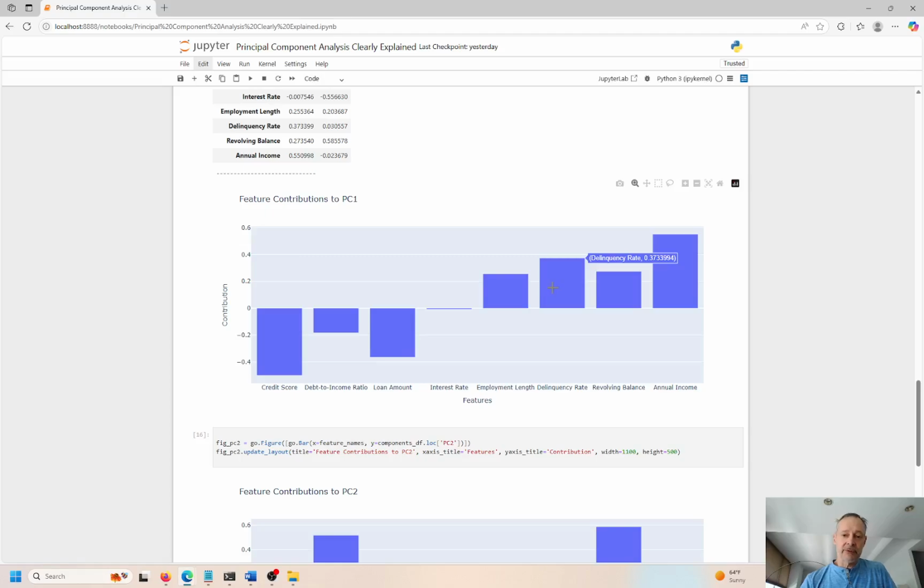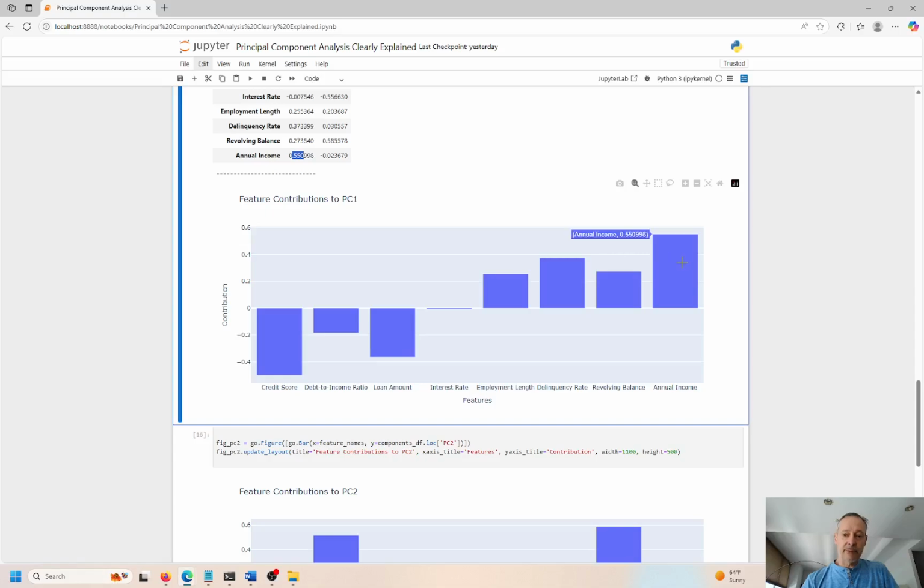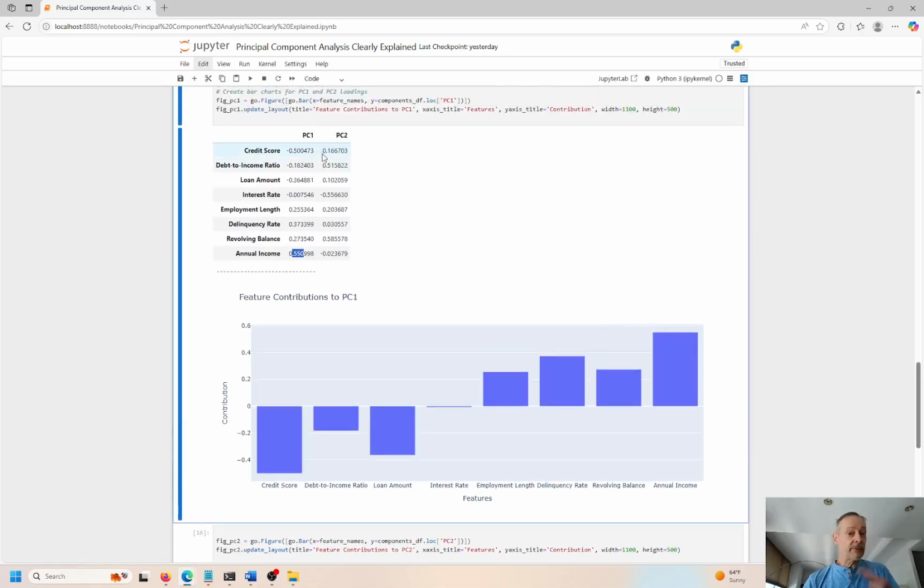So delinquency rate. If delinquencies are rising, if that's up, that has an influence on the target variable, which is the ability to repay the loan or the default, right? Revolving balance. If there's a larger revolving balance, then there's more capability to repay the loan. And annual income. As your income goes up, better ability to pay the loan, 0.55, and that corresponds to the 0.55 over here. So that's principal component number one.